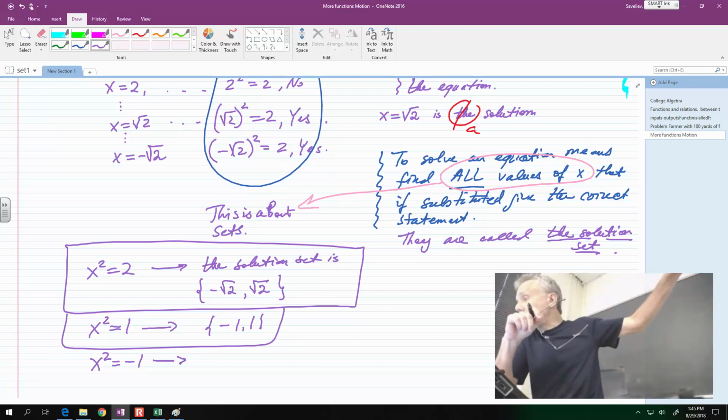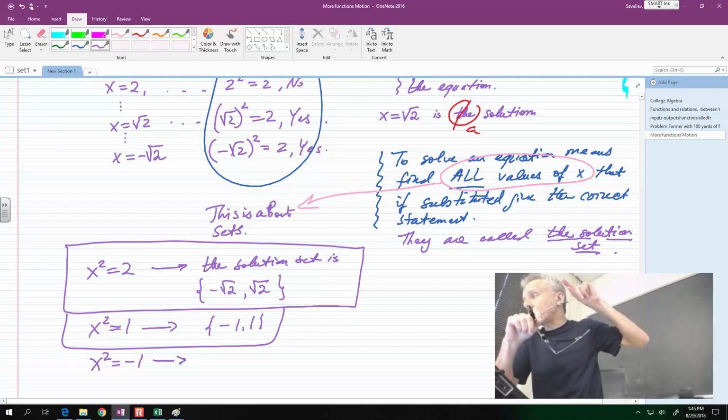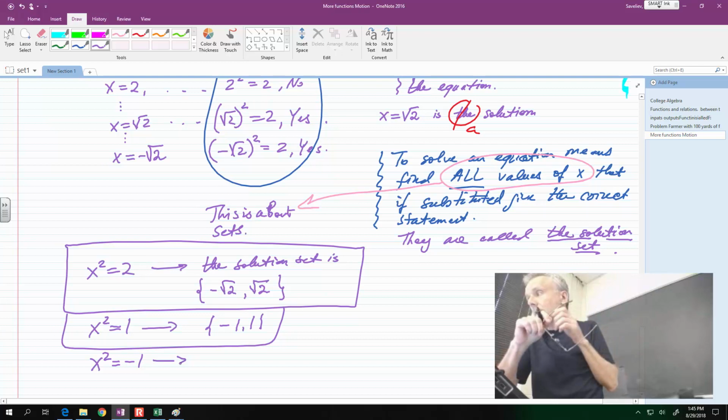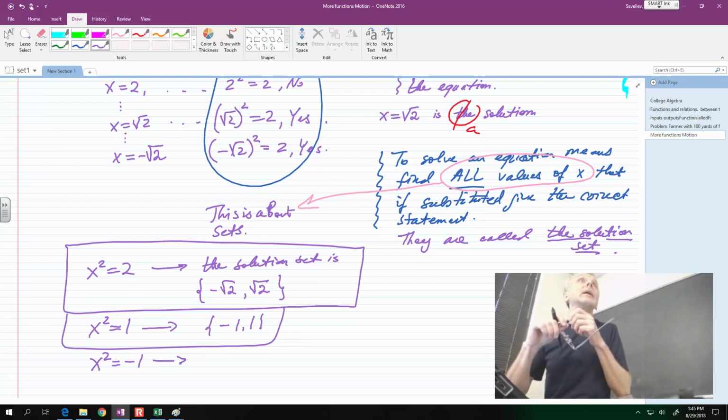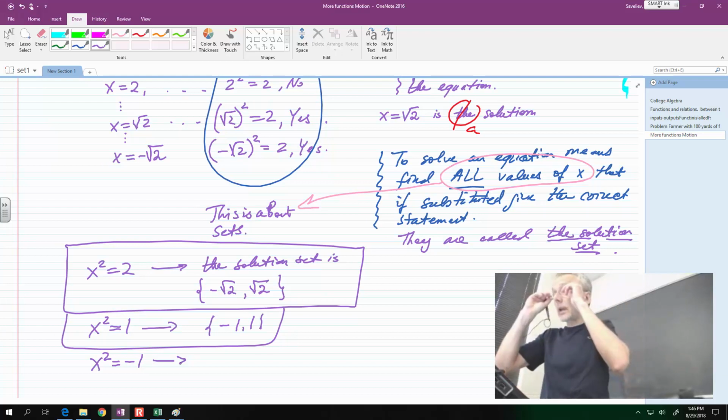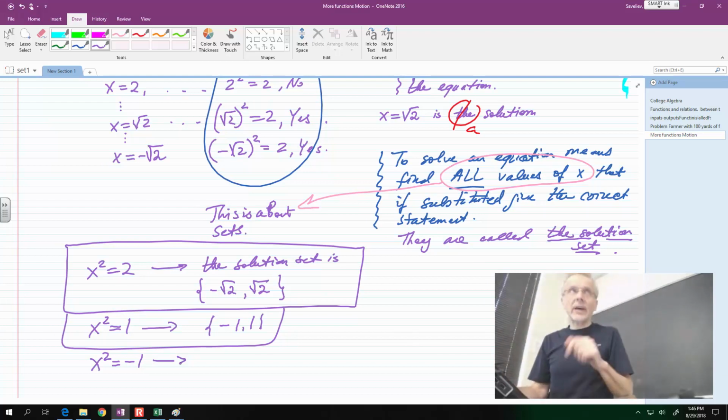To solve an equation means to find all the values of x that satisfy the equation. So what's your answer? What have you found? What is the set? No solution. Yes, but what is the set? It is called the set that contains no elements.